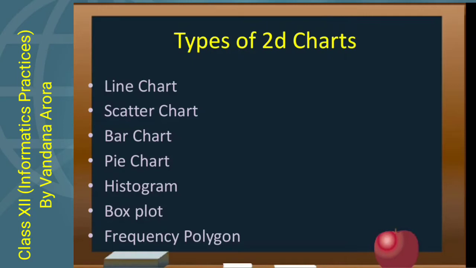But according to the new syllabus of CBSE, they have cut off pie chart, histogram, box plot and frequency polygon. According to the new syllabus of CBSE, we have to focus more on line chart, scatter chart and bar chart, as well as on histogram. Others we will study just for introduction.